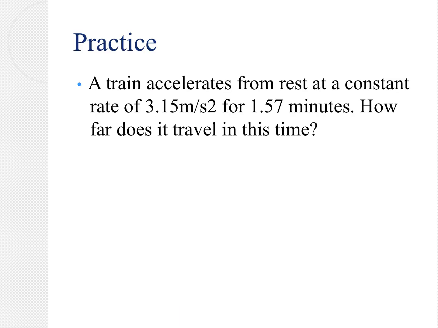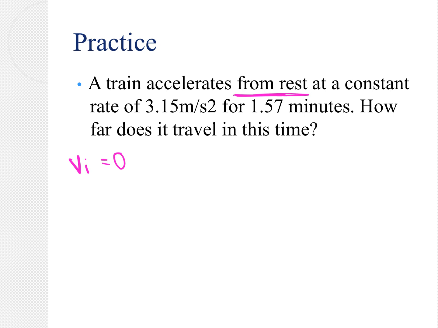Okay, let's try one. It says a train accelerates from rest at a constant rate of 3.15 meters per second squared for 1.57 minutes. How far does it travel in this time? Okay, so let's kind of write out what we know. Accelerates from rest. That's a context clue that we have to take into account. What variable does that represent? Good. The initial velocity. And it would make my initial velocity zero, right? Initial velocity is zero because it says it starts from rest.